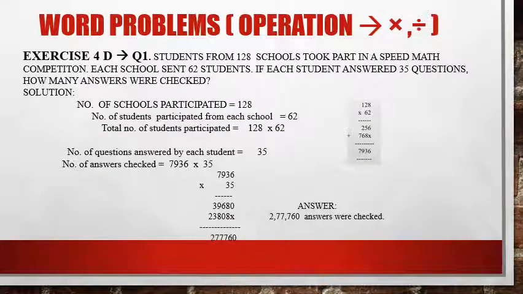Now let's see a few word problems of multiplication and division operations. First question. Students from 128 schools took part in a speed math competition. Each school sent 62 students. If each student answered 35 questions, how many answers were checked?